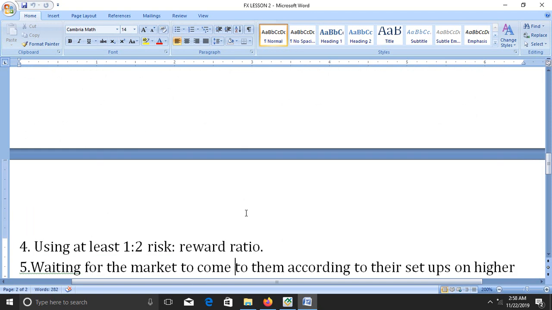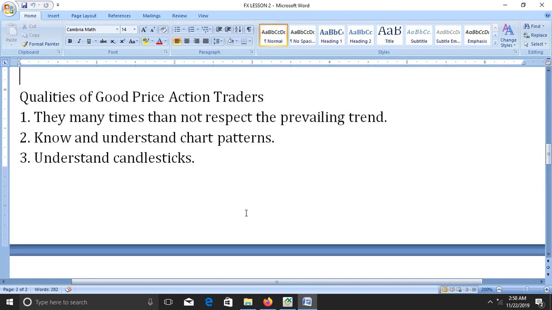Okay, so the last thing we'll look at in this video is what are the good qualities of price action traders. If you're a price action trader, you need to respect the trend. Don't joke with the trend. Okay, that means you need to respect the ultimate direction of the market. Don't just trade against the trend anyhow.